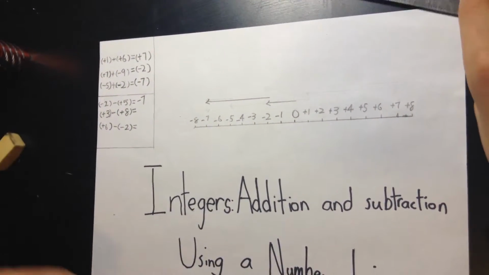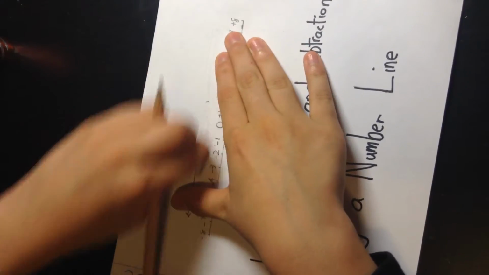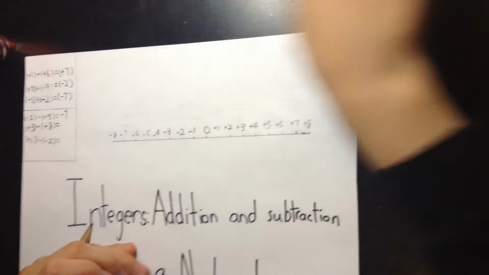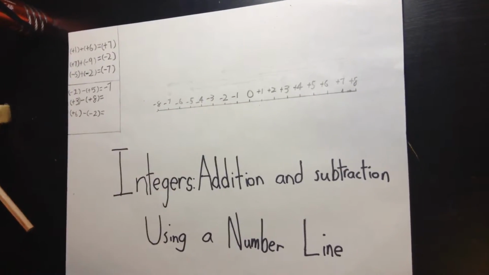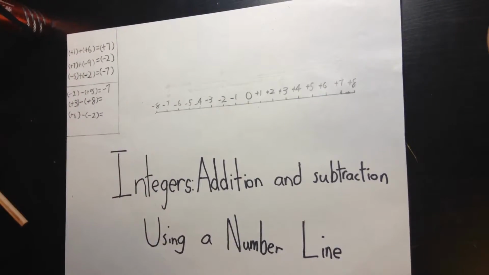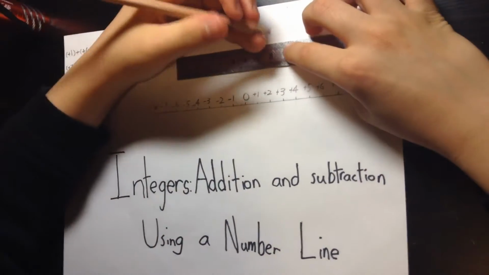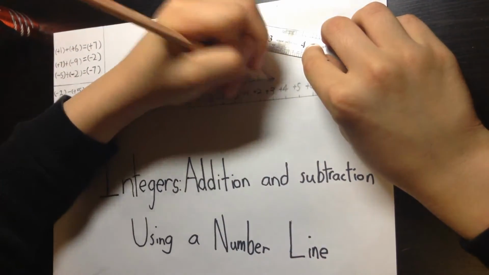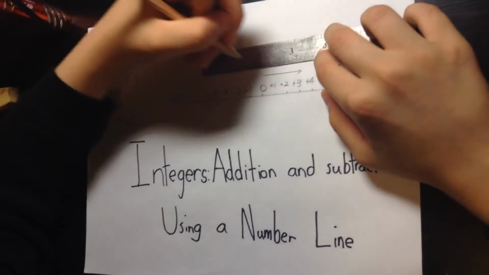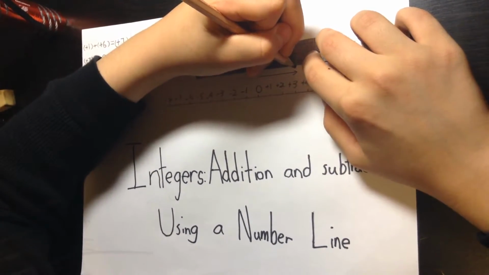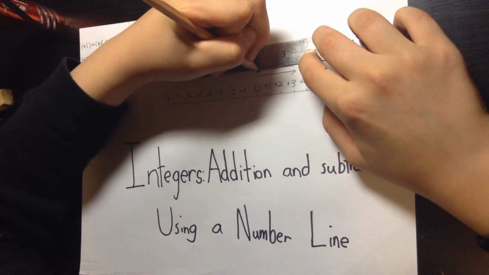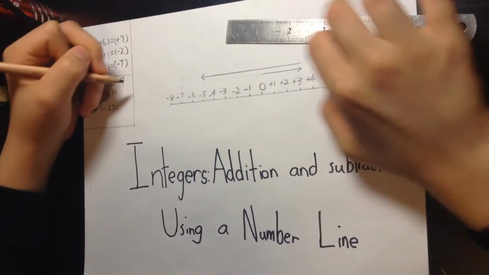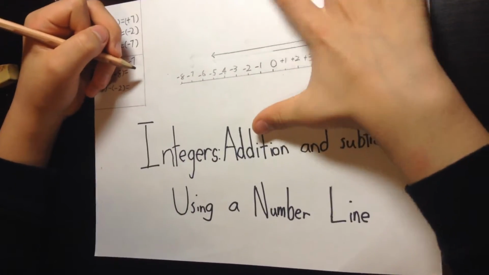Okay, now for the second question. I should probably erase this. For the second question, I have positive 3 minus positive 8. So like I did before, positive 3 minus positive 8. Instead of going right, you go left. 1, 2, 3, 4, 5, 6, 7, 8. And that is again the answer.